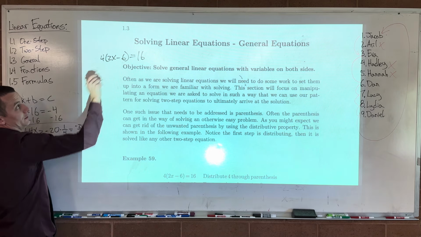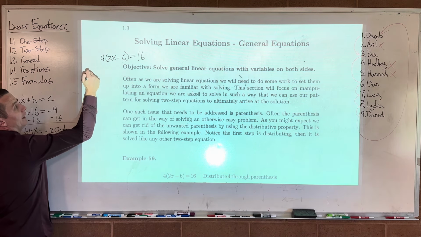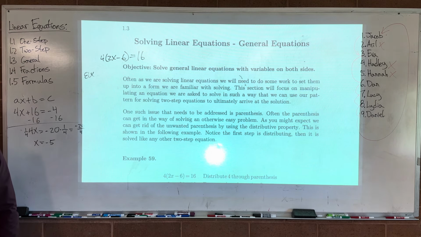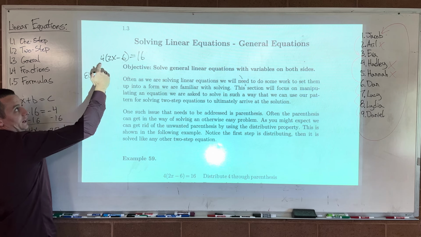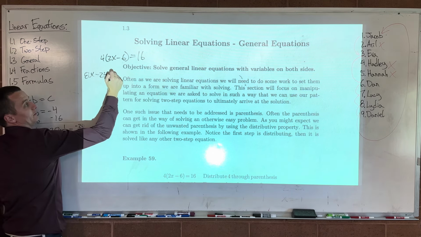Distribute the 4 throughout this thing. So 4 times 2x is equal to 8x. 4 times negative 6 is equal to negative 24. Everyone good with that? That's the 4 distributing through there? Good? Yeah. This is equal to 16.